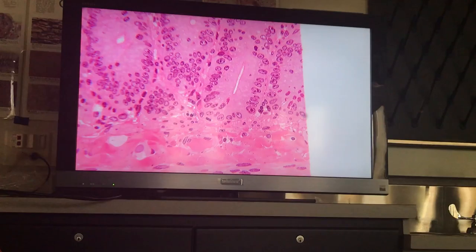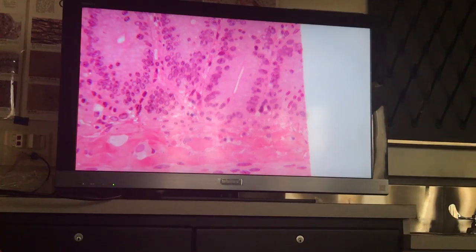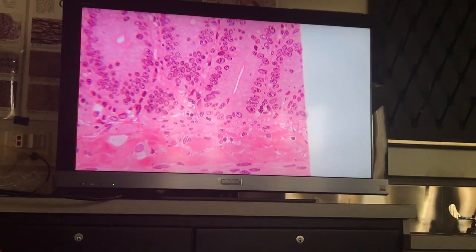I'll leave this one out. This was from the special reserve collection, but I'll leave this one out for you to take a look at because it's a pretty nice specimen. Okay. All of that takes us to colon.